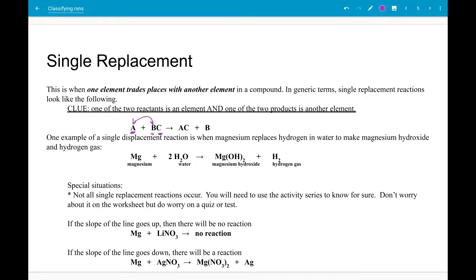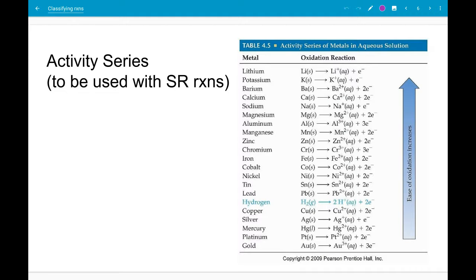And what happens is not all of these reactions occur, so we have to be a little bit careful. So if you look here, I have if the slope of the line goes up, then there'll be no reaction. But if the slope of the line goes down, there will be a reaction. Well, what does that mean?